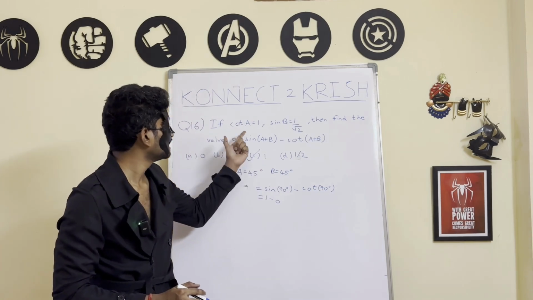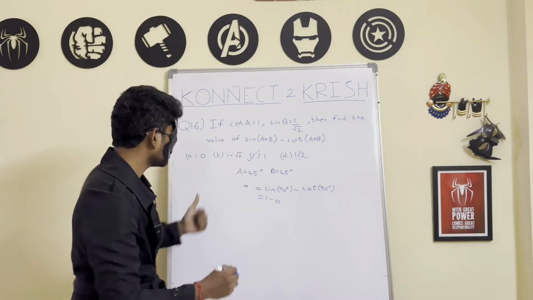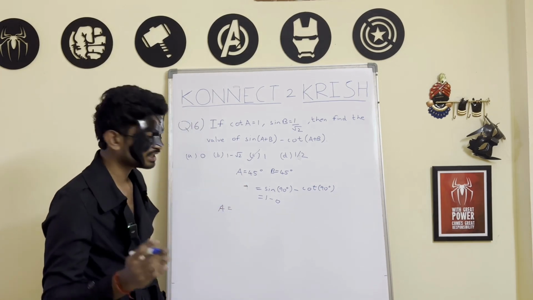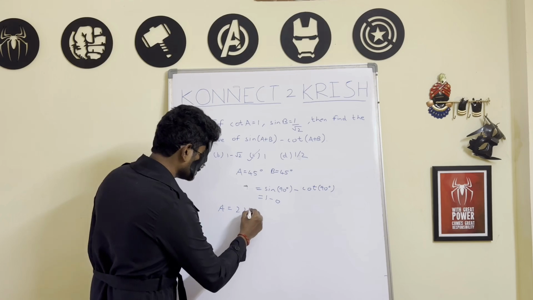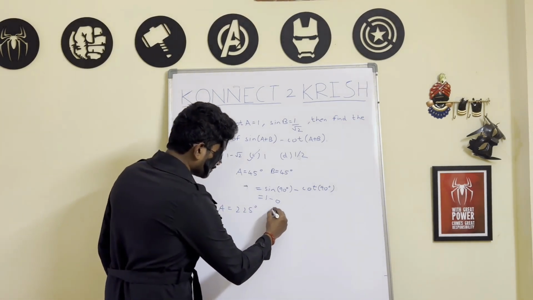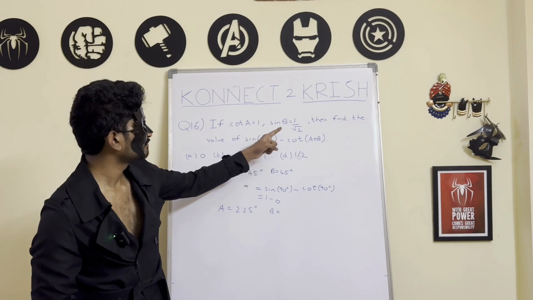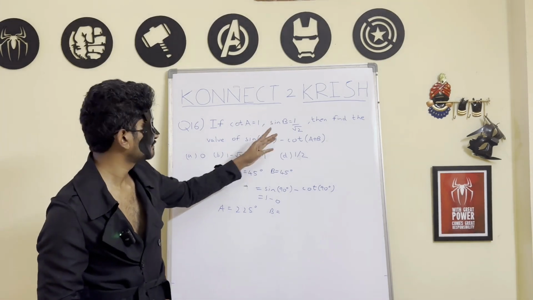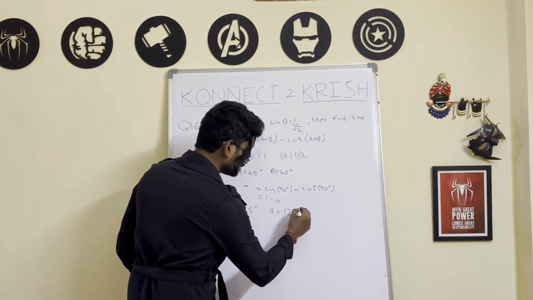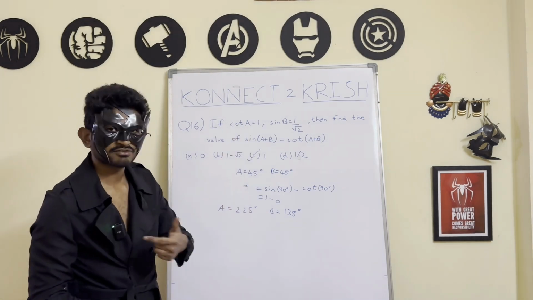For example, A can also lie in the third quadrant, because in the third quadrant also cot is positive. So what will be the value of A in the third quadrant? It is nothing but A will be 225 degrees. Cot 225 is nothing but 1. B can lie in the second quadrant. So value of B can be 135 degrees. Now you add this, you will get undefined as answer.